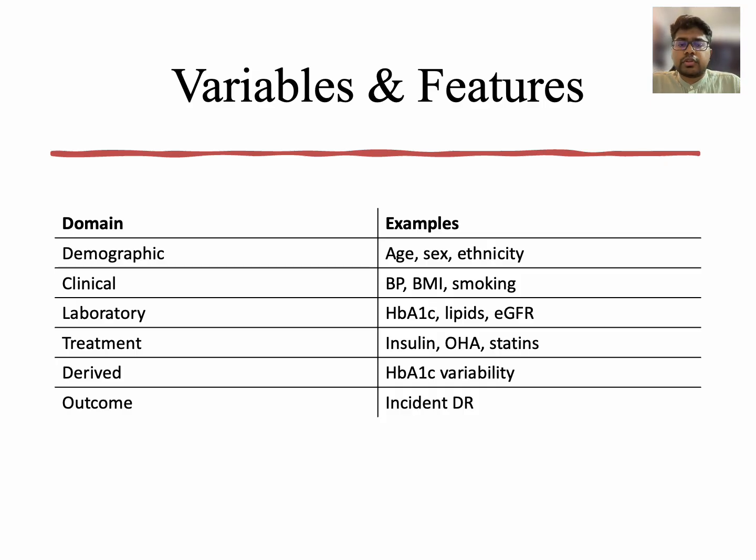So next we go into the variables and features. Broadly, these include the demographic variables, clinical variables such as BP, BMI, smoking status, relevant laboratory results such as HbA1c, eGFR, which is the kidney function, treatment on board, which is the insulin, oral hypoglycemic agents, statins, and then we also have derived variables, which is HbA1c variability, which will be feature engineering later, and outcome, which is the incident DR, which is yes or no.